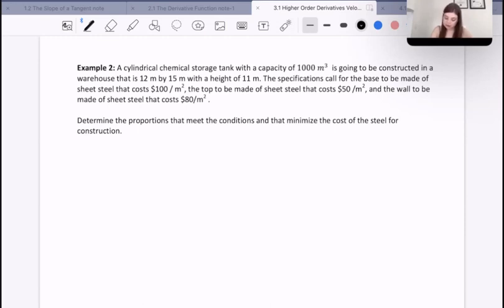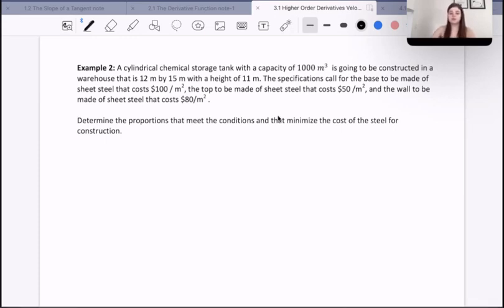Okay, so it sounds like the base is going to be the most expensive. It costs $100 per square meter. The top, if it's a cylindrical storage unit, is going to be the same as the bottom, and it's going to cost $50 per meter squared. So I guess on average, those two together would be about $75 per meter squared if we take the average. And then the wall is slightly more than that, $80 per meter squared. And we're wondering what proportions are going to meet those conditions and minimize the cost of steel for construction, right?